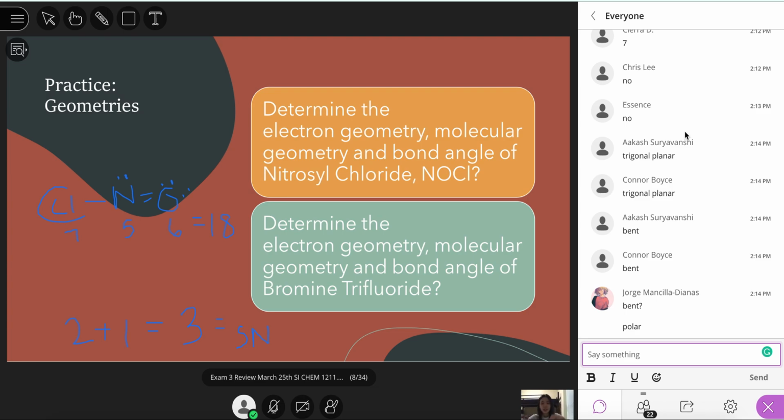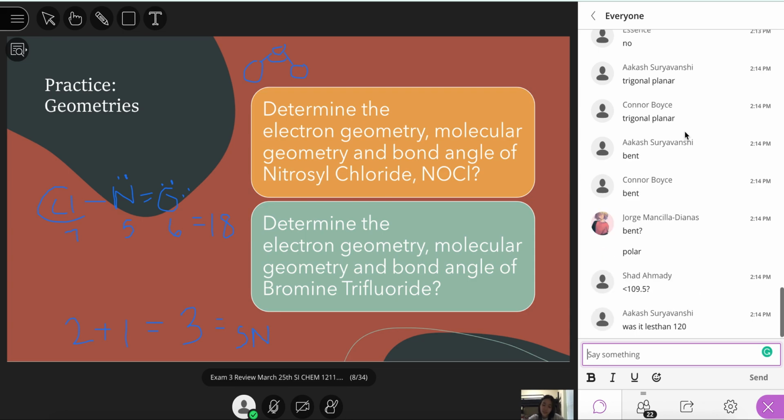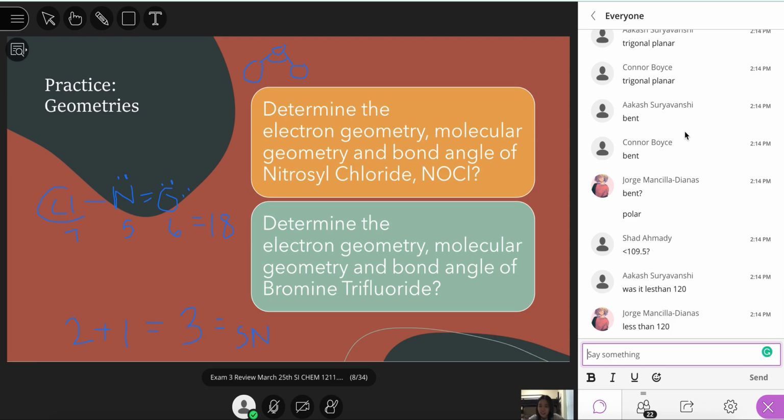If we know it's bent, we know it's trigonal planar, and it probably looks like this. We know that. What's the bond angle? What's that angle? Okay, so we have some different answers. Does anyone else want to say anything? Because someone said less than 109.5, and then some people said less than 120. So what is it then?